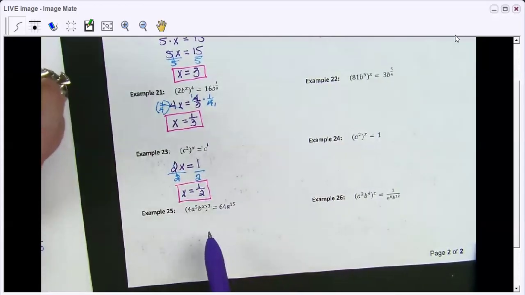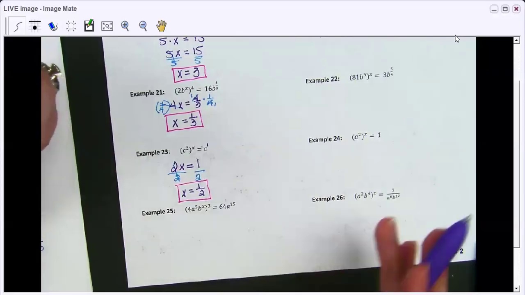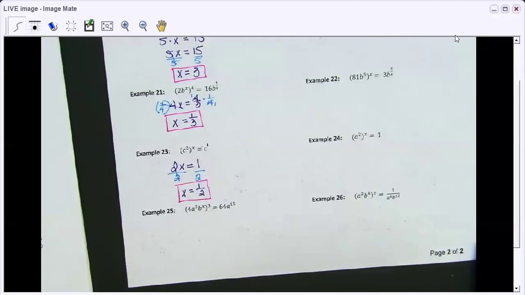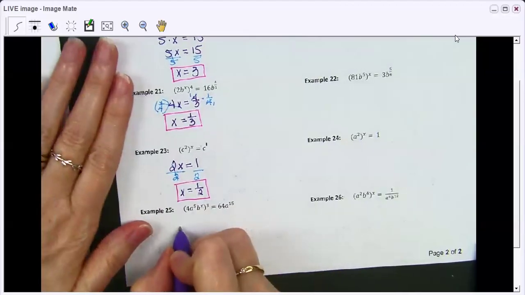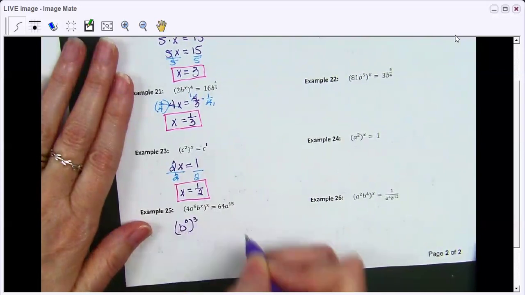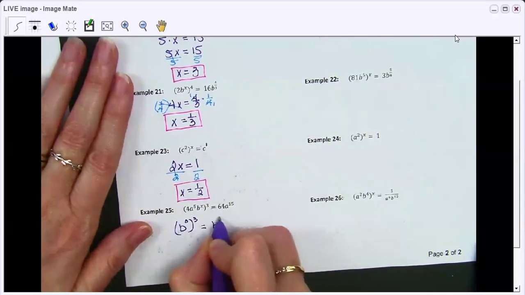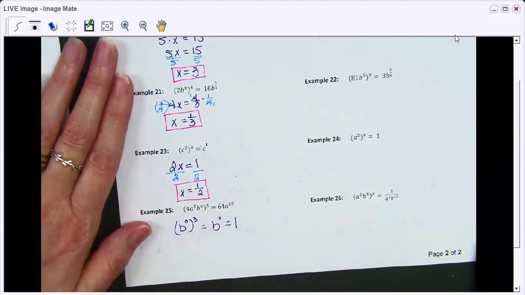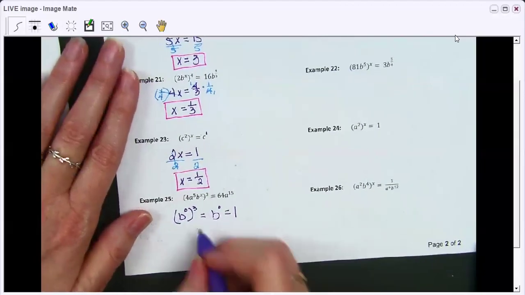How do you get a 1 from an exponent? It has to be raised to the power of 0. So that means that your b had to have been raised to the power of 0 when multiplied by 3, because b to the power of 0 equals 1. So x is 0.